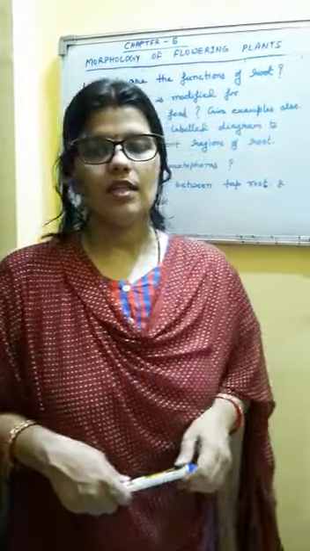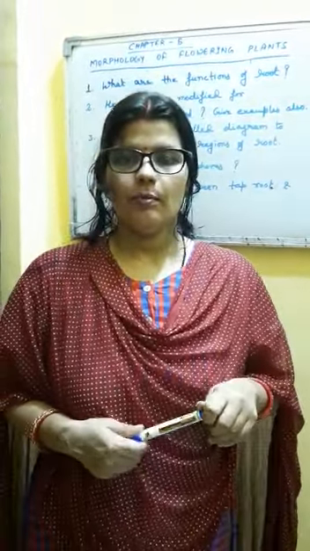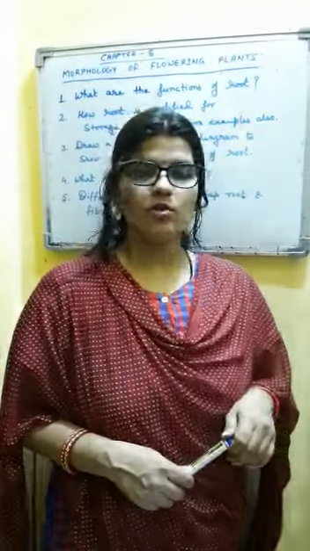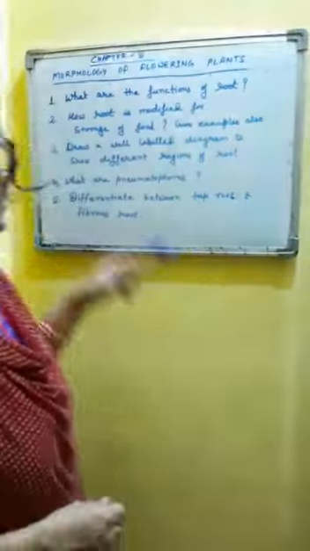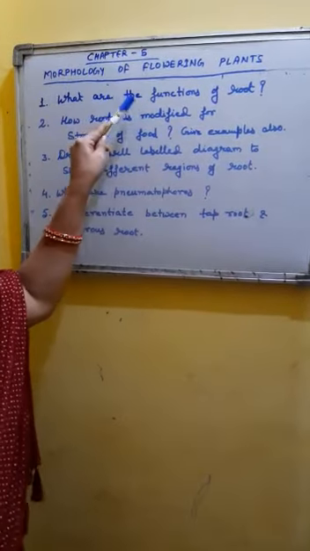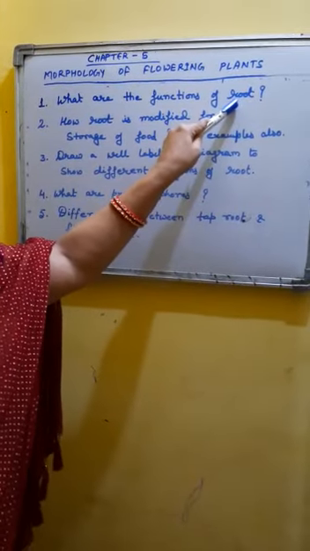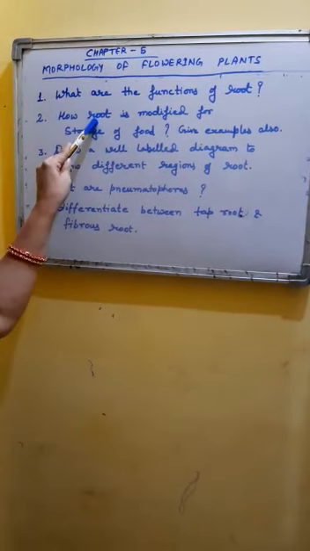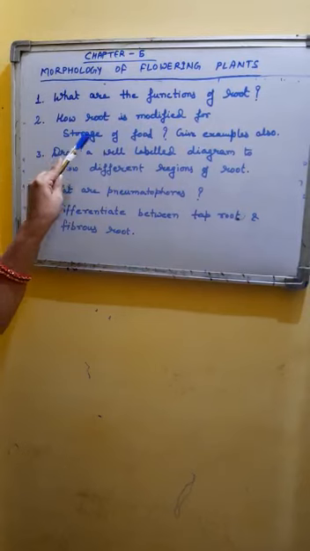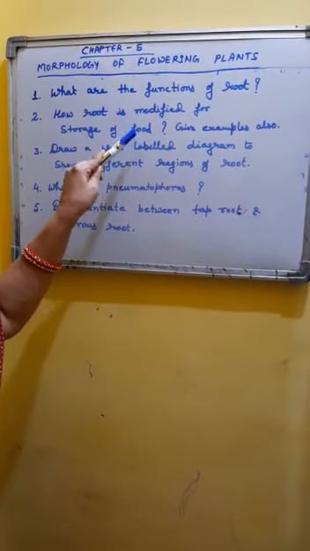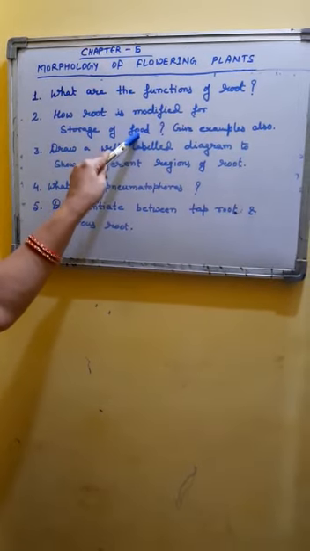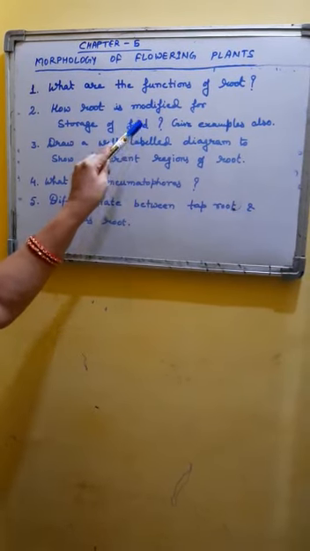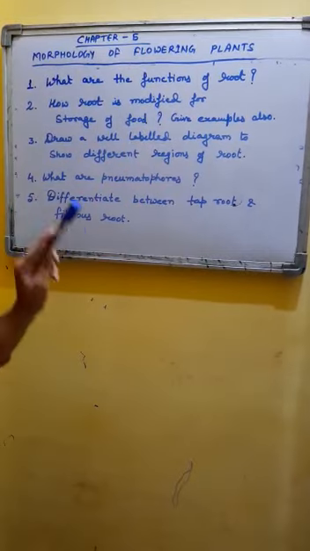Students, these are your assignment questions based upon the video session of today. Try to write down the answers of these questions. The very first question, what are the functions of root? You have to write down the functions of root, point wise. Second, how root is modified for storage of food. You will name different types, write down what is its characteristic, and you will give examples also.